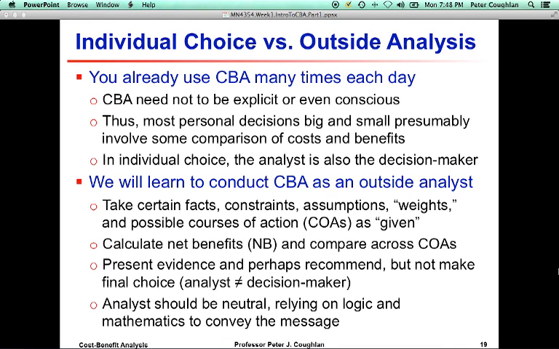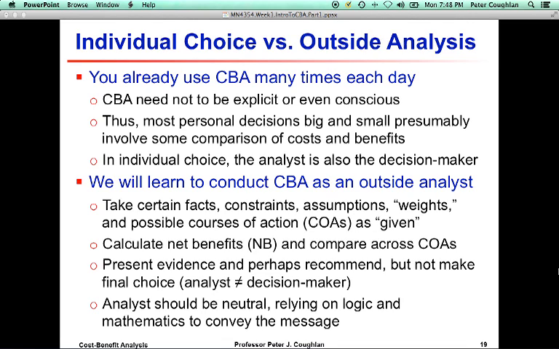Or that I want you to evaluate these courses of action, right? I value morale much more than this. You might be told by the decision maker what the weights are, what the courses of action are. You might be given certain inputs to the cost-benefit analysis process from the decision maker. They're not things that you get to choose yourself. But you will still then, of course, calculate the net benefits by comparing across the courses of action, right?